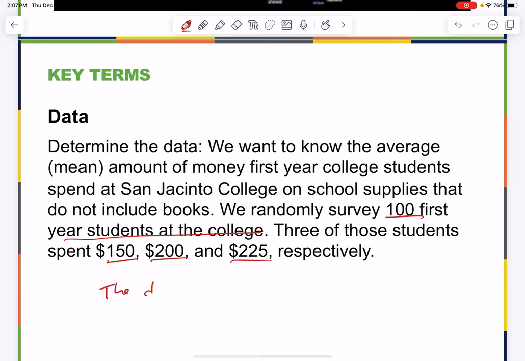So the data is the reported figures. Okay, and that's it.